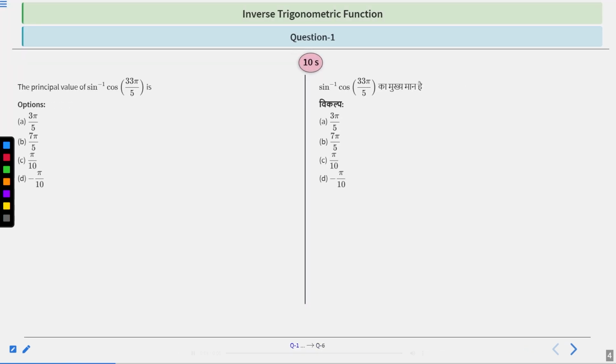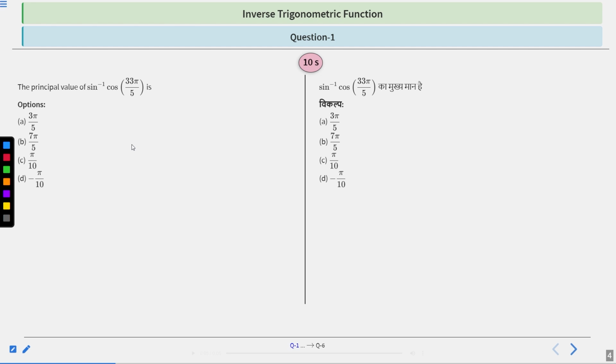Let's start with question number 1. Question number 1 says that we have to find the principal value of sine inverse cos 33 pi by 5. So the hint of this question is, since we have to find the principal value of sine inverse cos 33 pi by 5, right?